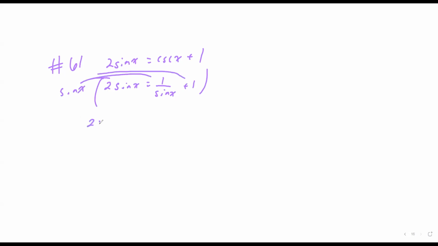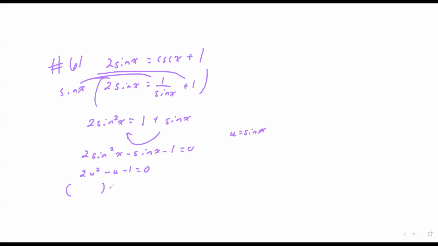And when I do that, I would get 2 sine squared x equals 1 plus sine x. So again, that would square it. This would cancel, leaving you with the 1, and then sine x times 1 would give you this. Now I have something that I can turn into a quadratic. So 2 sine squared x minus sine x minus 1, because you change the sign when you bring them over. Substitution. So 2u squared minus u minus 1. So this would be u. We're not going to make the mistake again.